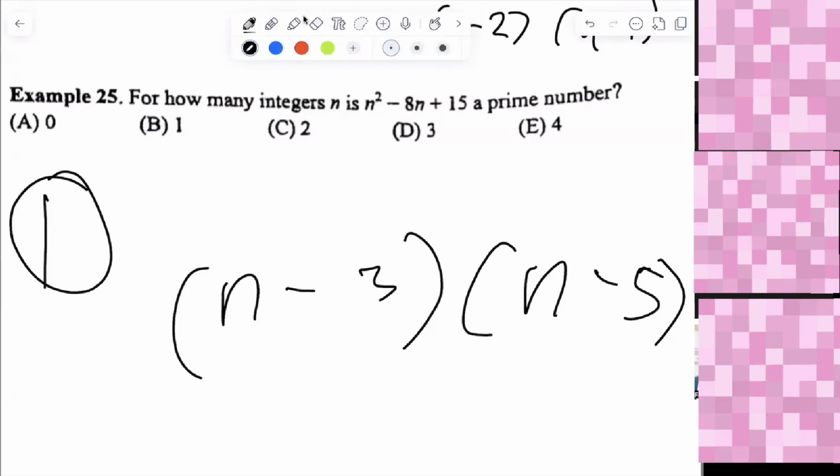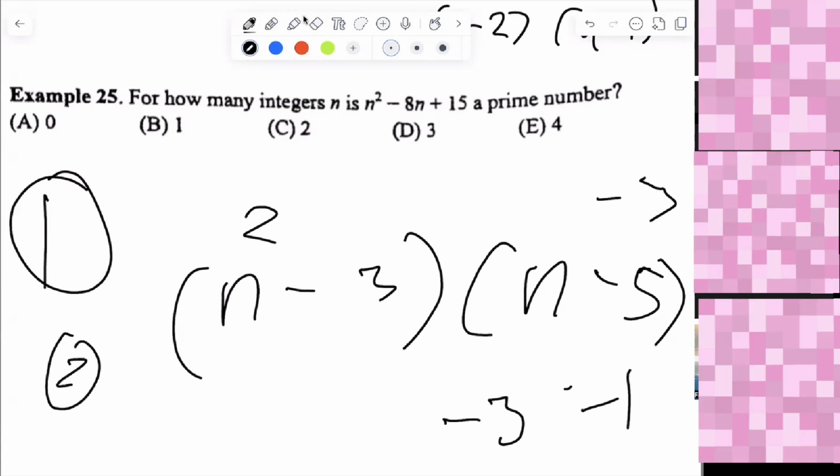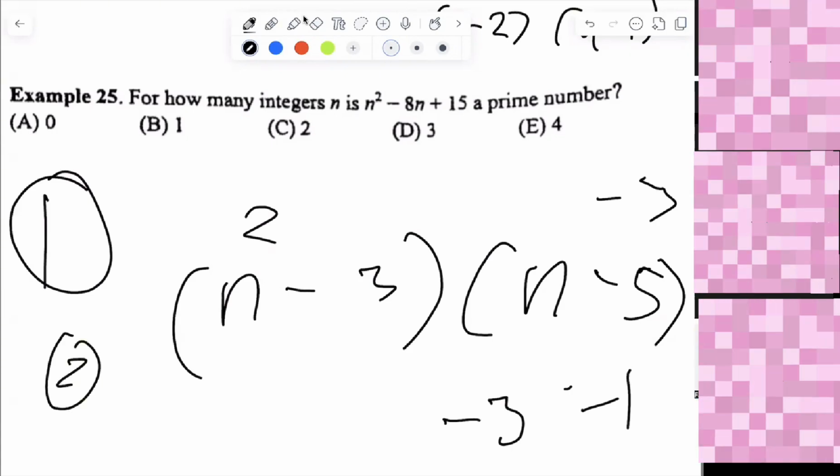If n minus 3 equals negative 1, this is going to mean that n equals 2. And 2 minus 5 is negative 3. We found ourselves another winner. That's going to be negative 3 times negative 1, which is going to be 3, which is a prime number. That's our second one. And that's it. That's all we have. It's going to be only 2, or the answer is just C.